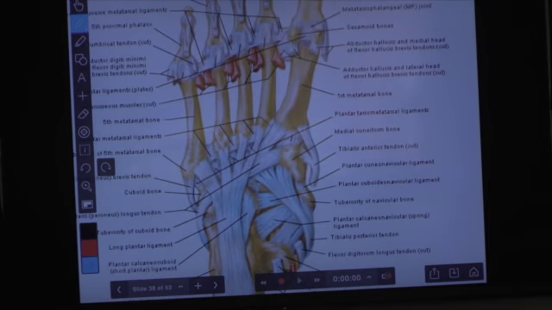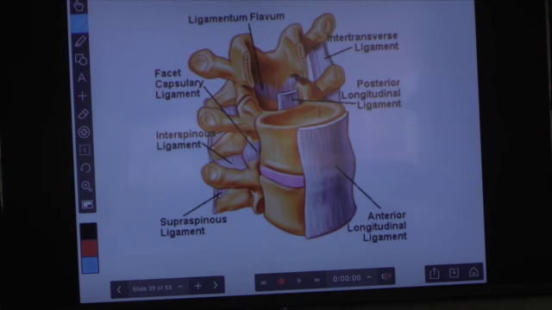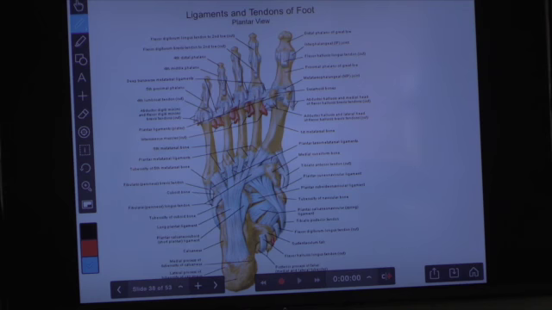Let's see how much time we still have. Maybe very little. I need to complete this. Okay, the other things you know, let's just run through them. You're pretty good with it. Yes, sir. You said spring ligament is... I'll take you back there. Plantar calcaneonavicular ligament. All right, let's flash through this quickly, then we're done.